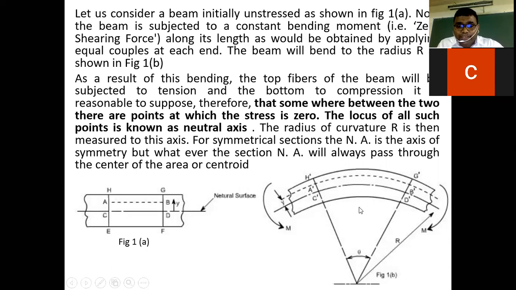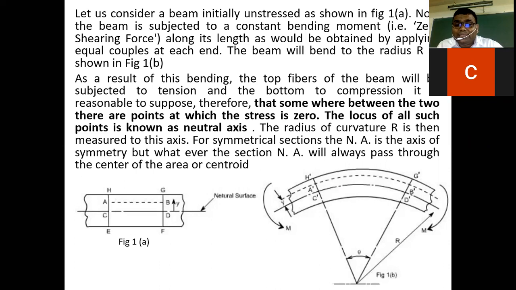As a result of this bending, the top fiber of the beam will be subjected to tension. Obviously, this is in tension and the inner fibers are in compression. You can easily understand. Therefore between the two, there is a point at which the stress is zero. The locus of all such points is known as the neutral axis. So you all know what the neutral axis is. This is the neutral axis, where no stress exists. The radius of curvature R is then measured to this axis.